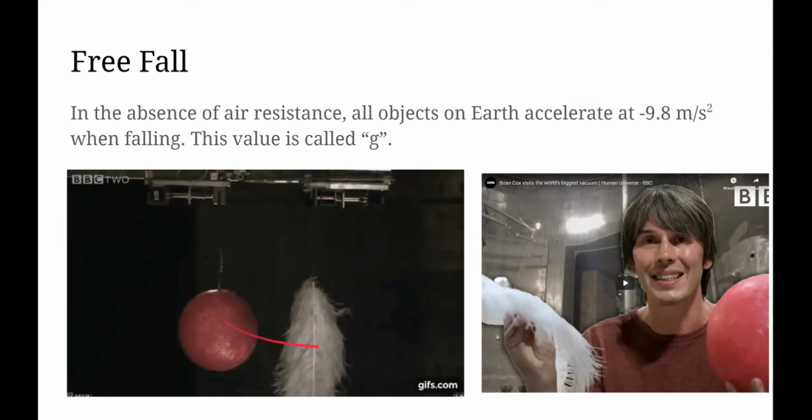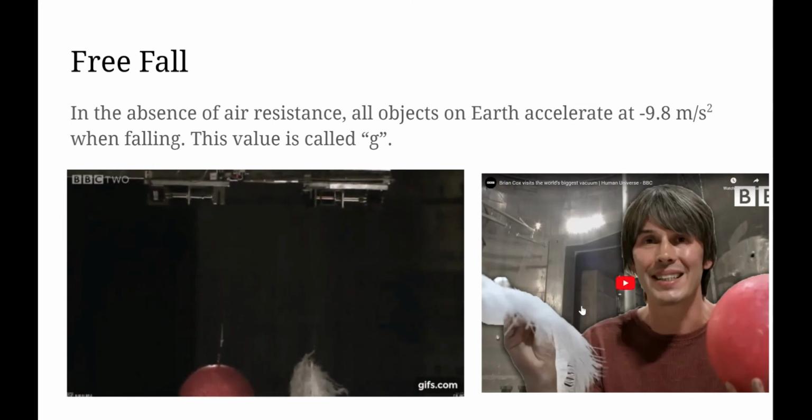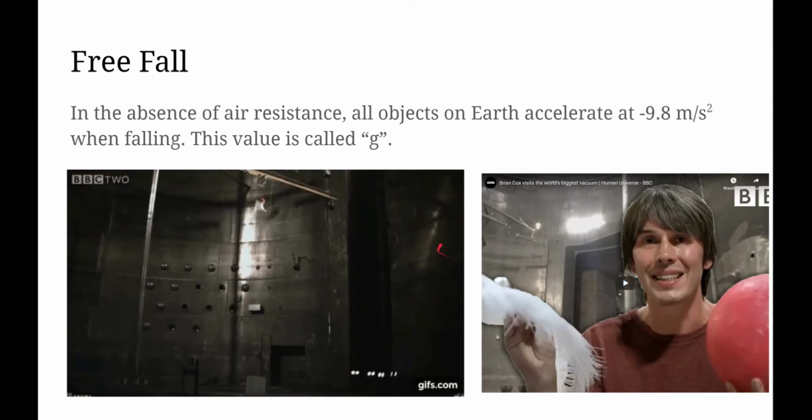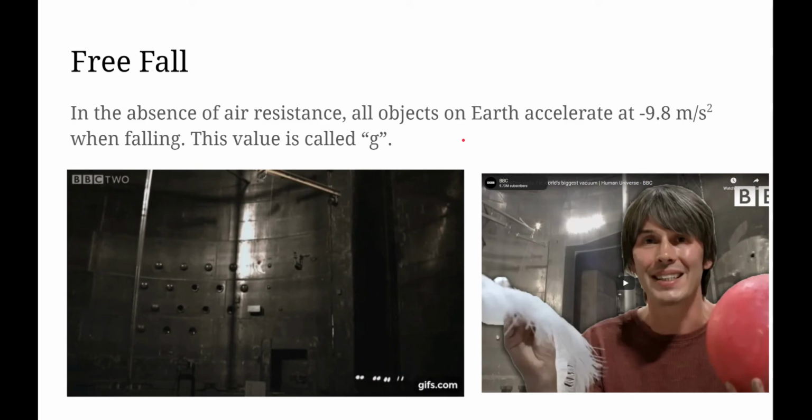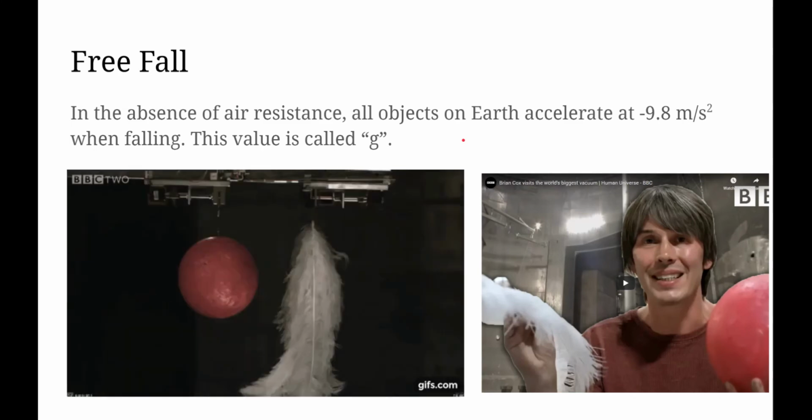If you want to see the source for this, there's a video here in the notes. It's a short, like 4-minute video that explains this a little bit more, but just for some proof, here you go. Feathers falling next to a bowling ball, same acceleration because it is in a vacuum.